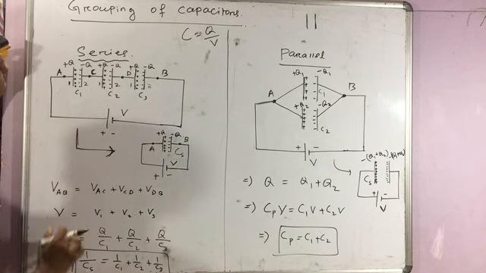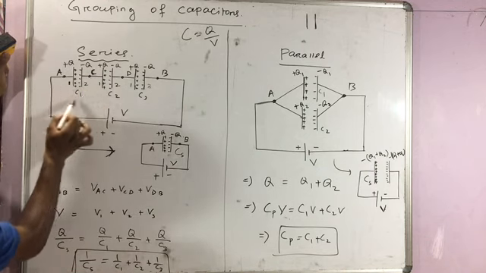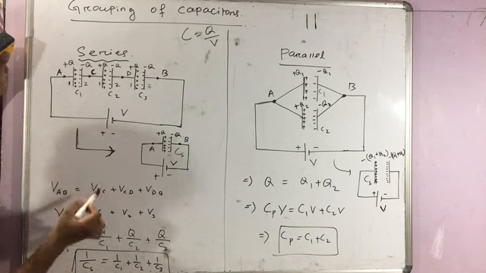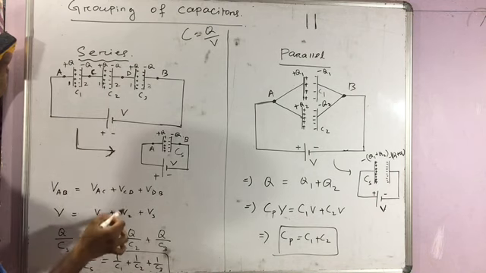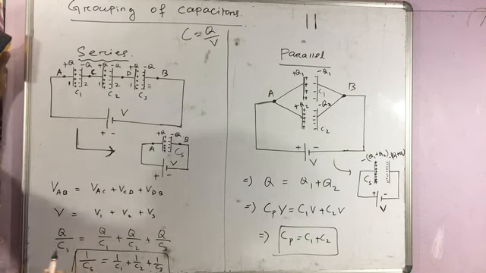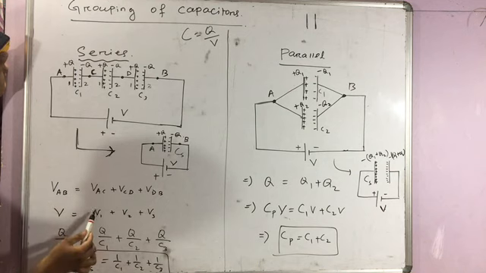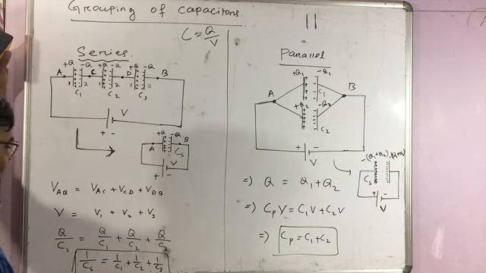That's what I have written here. AC is the potential difference across your first capacitor, that I took V1. Similarly for this I took V2. For this I took V3. Means net V is equal to V1 plus V2 plus V3.